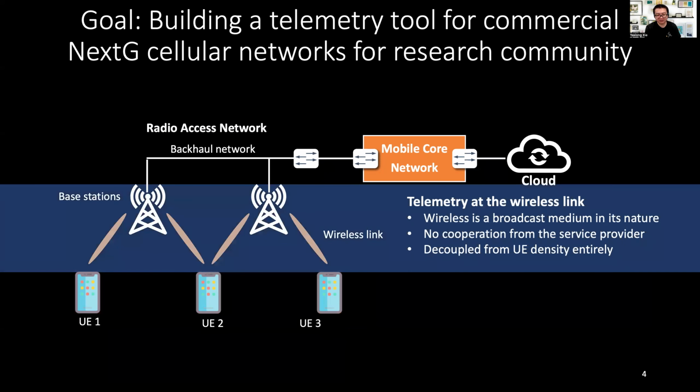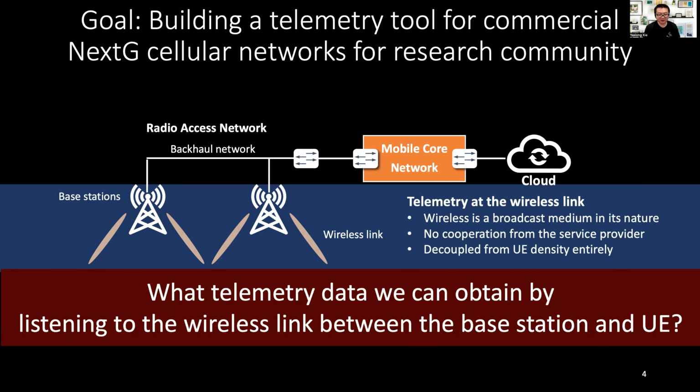So what options are left? We observed that we can perform telemetry at the wireless link, because wireless is a broadcast medium, so we don't require any cooperation from the service providers. Also, by listening to the base stations, we don't need to care about how many users are talking to the base station, so we decouple ourselves from the density of user equipment. This method is promising, but what kind of data can we get from this kind of telemetry?